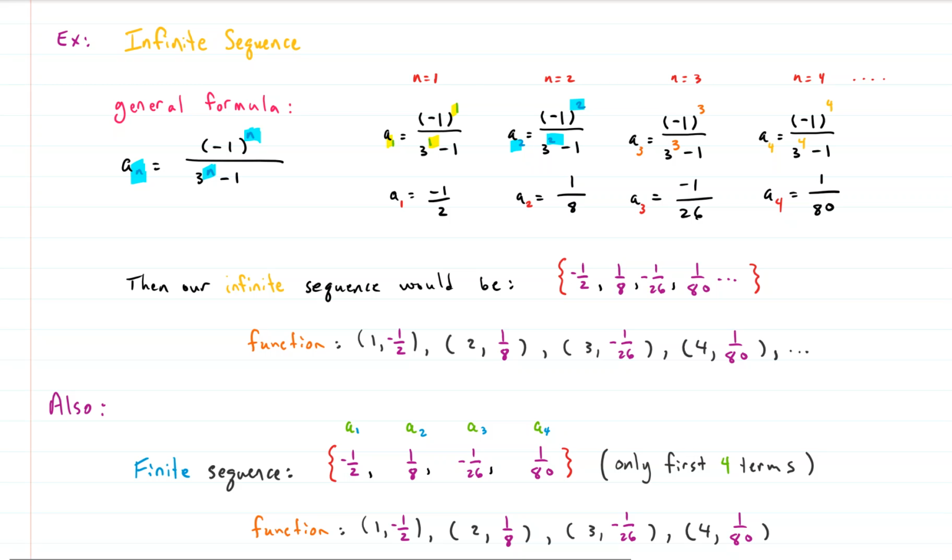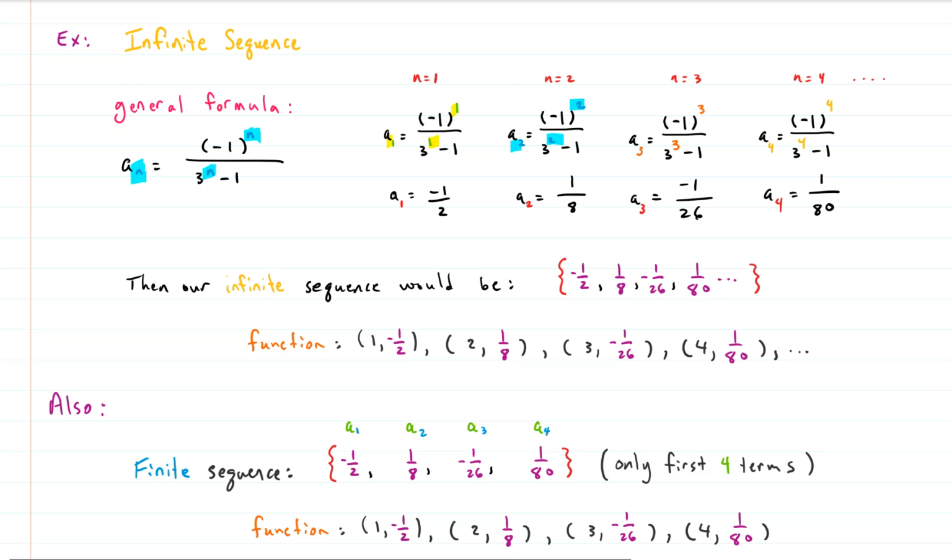When n equals 3, I get -1 to the third power, which is -1. And then 3 cubed minus 1, which is 26. And when n equals 4, I get -1 to the fourth power, which is +1. And then 3 to the fourth power minus 1, which is 80. So I get 1/80. There we have the first 4 terms.